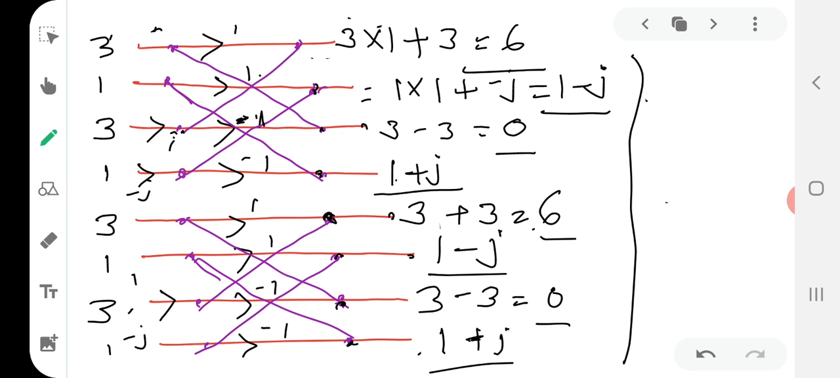Okay, in the third step, what are the x of n values? 6, 1 minus j, 0, 1 plus j, 6, 1 minus j, 0, 1 plus j. These are the values of x of n, and here we have to consider W8. What is the value of W8 raised to 0? That is equal to 1.